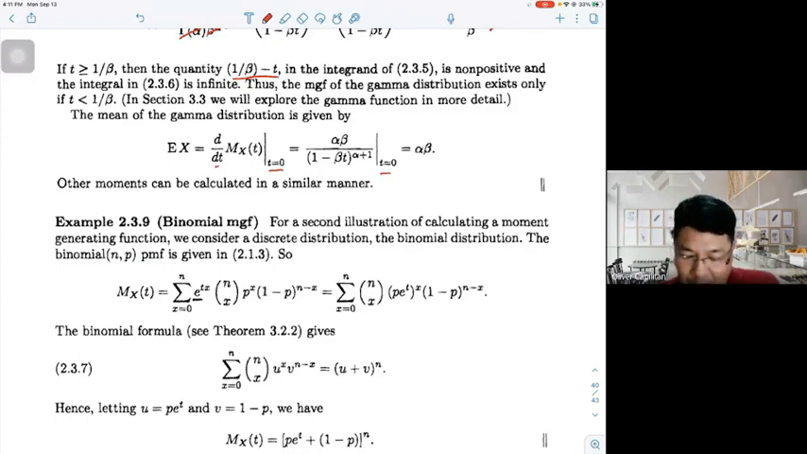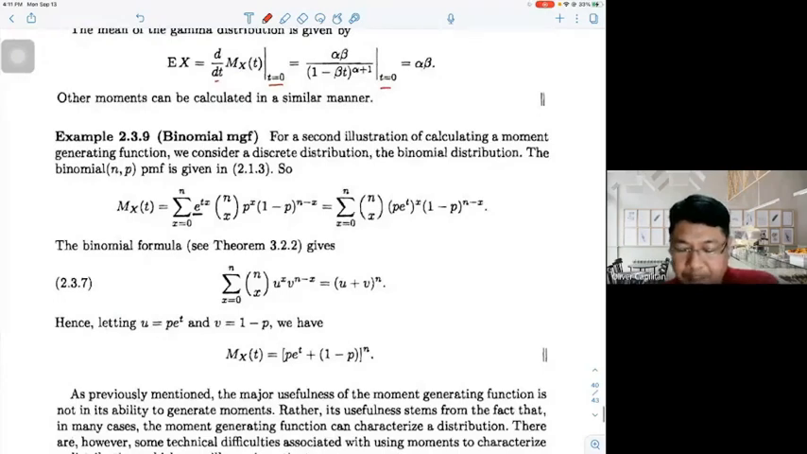Another example. Before we go to the next example, any questions or clarifications?